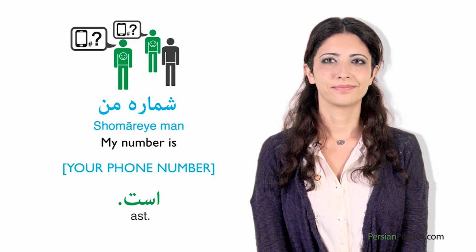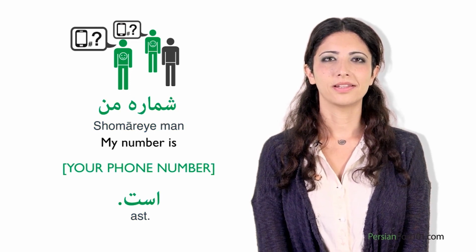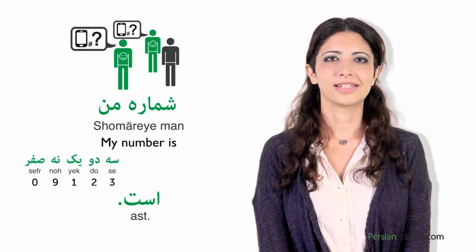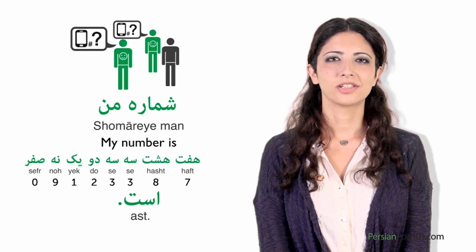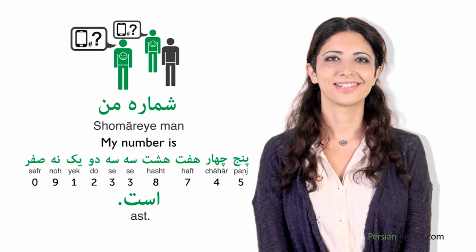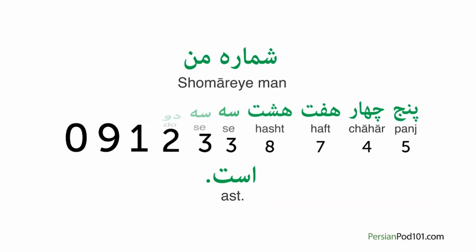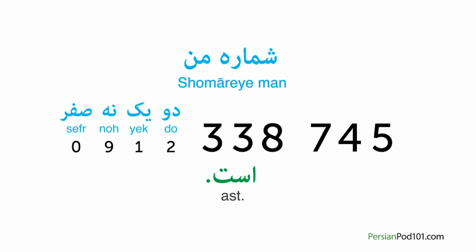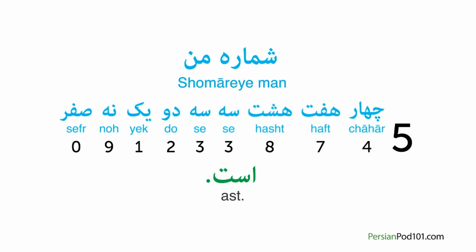Shomare man, ast. Shomare man, sefr, no, yek, do, se, hasht, haft, chahar, panj, ast. Can you read it by yourself? شماره من 0 9 1 2 3 3 8 7 4 5 است. Perfect. Now it's time for Anita's advice.